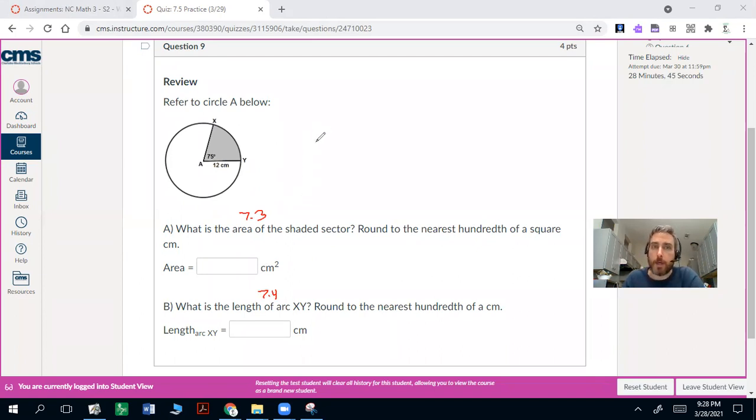We have 75 as your angle. Your radius is 12. The formula for area is angle over 360 times pi r squared. And the formula for length is angle over 360 times 2 pi r. It's the same radius and the same degree. So you go ahead and plug those numbers in and put your answers in.